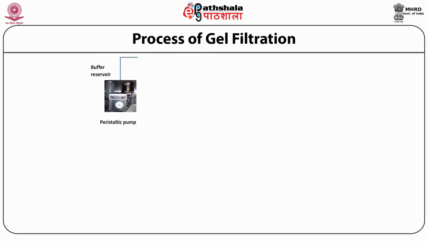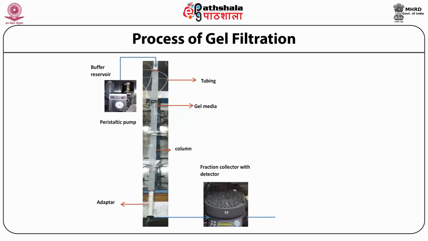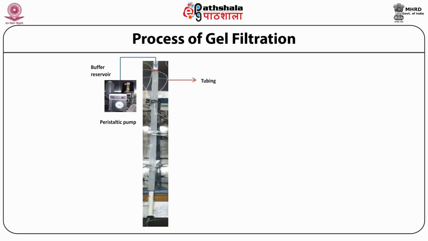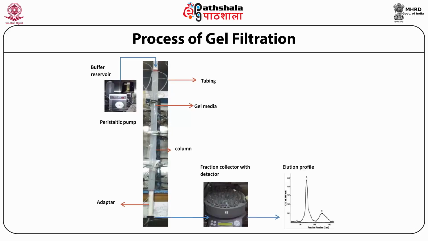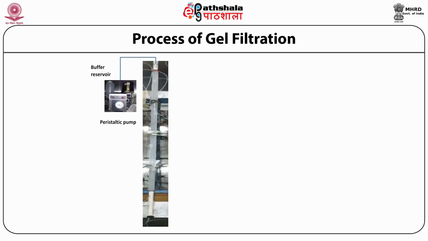This is the general setup of gel filtration chromatography, in which you can see the peristaltic pump is attached to the buffer reservoir on one side and to the gel filtration column on the other side. The peristaltic pump is important for controlling the flow rate. The gel filtration column at the bottom is attached through tubing to a fraction collector with a detector, so that whatever peaks are eluted out are detected by the detector and then the elution profile can be obtained.